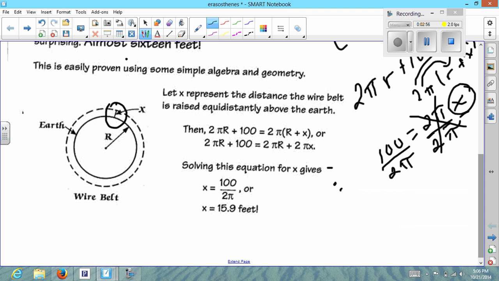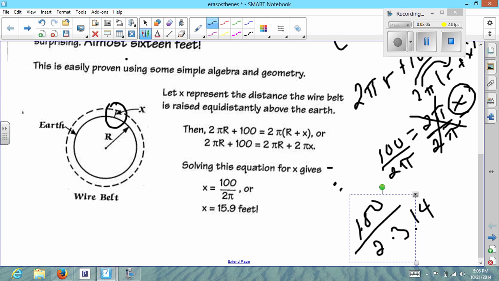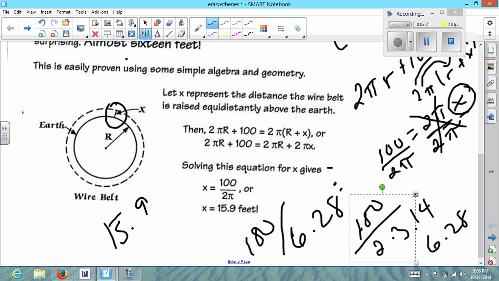And so this is the math you're going to do. You're going to do 100 divided by 2 times 3.14. So 2 times 3.14 is 6.28. And 100 divided by 6.28 is 15.9235. So this distance here is almost 16 feet off of the surface of the Earth.